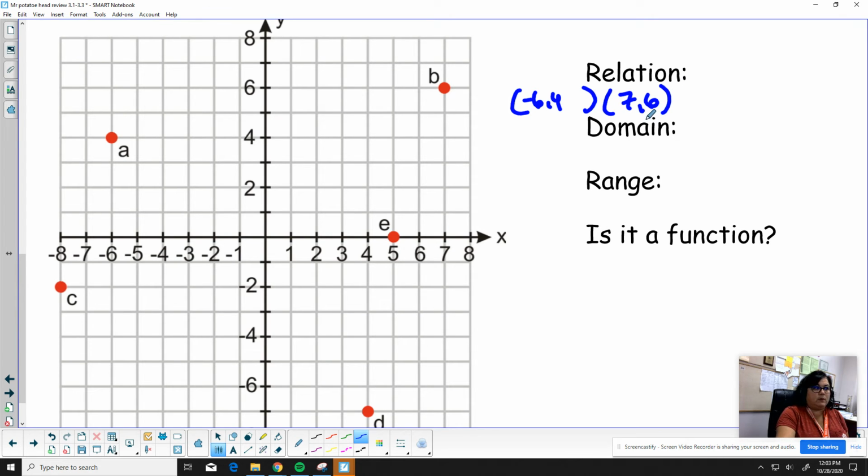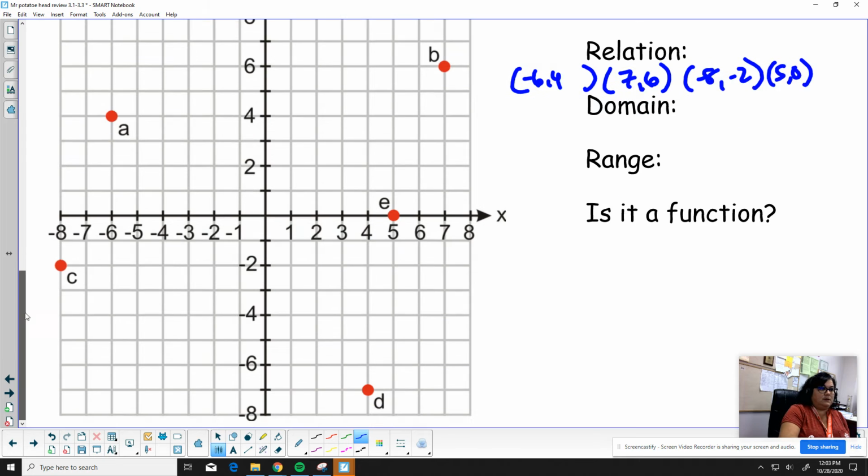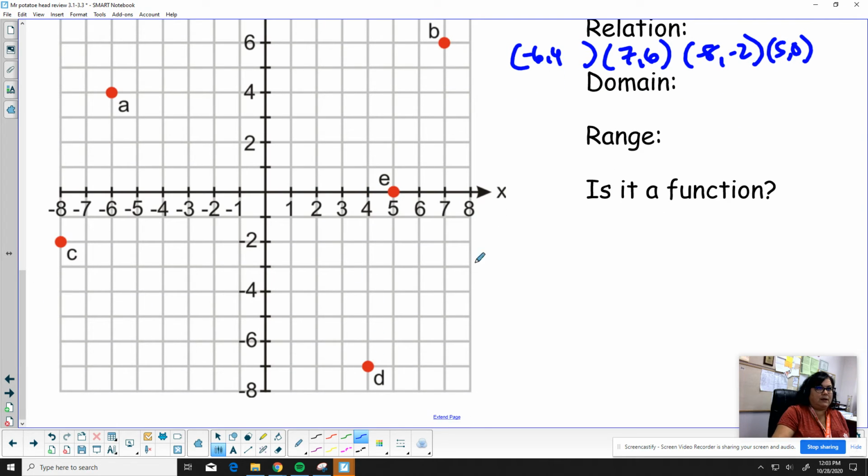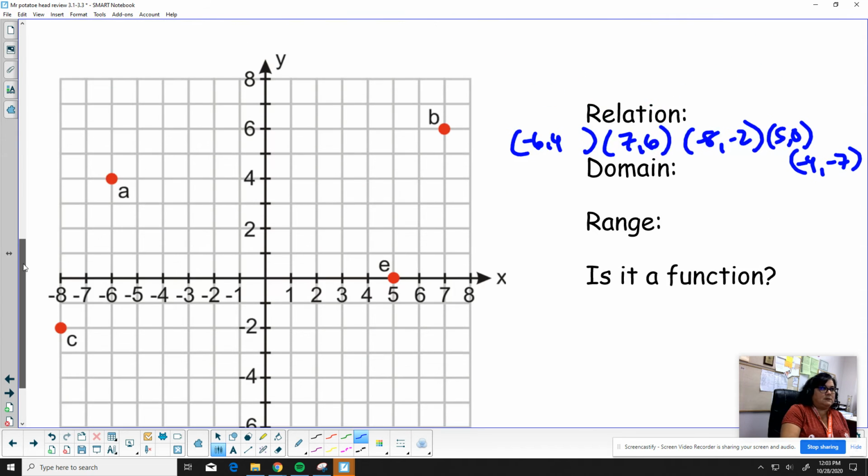You go whatever order you want. So negative 3, negative 8, negative 2. E is 5, 0. And D is negative 4, negative 7. Okay, so there's all my points. I think there's 5 of them.